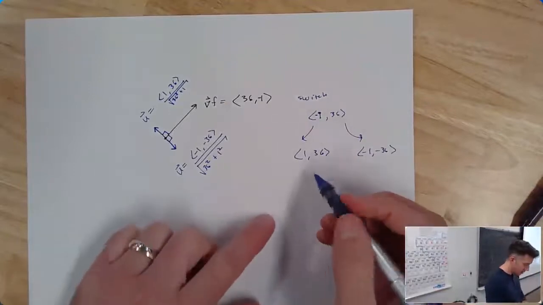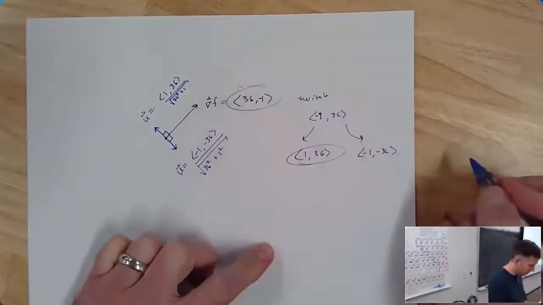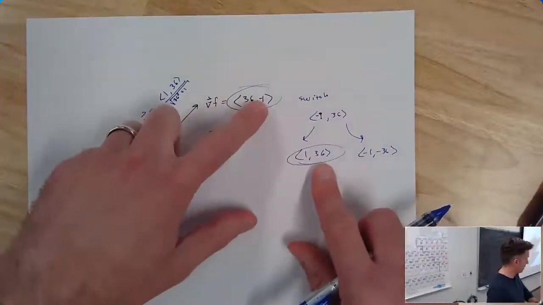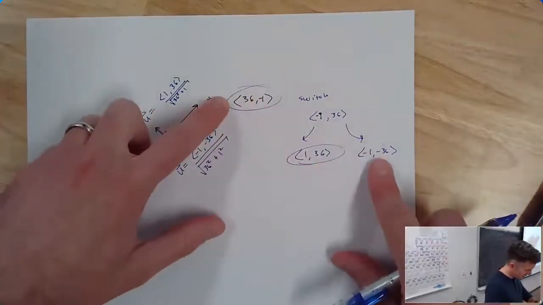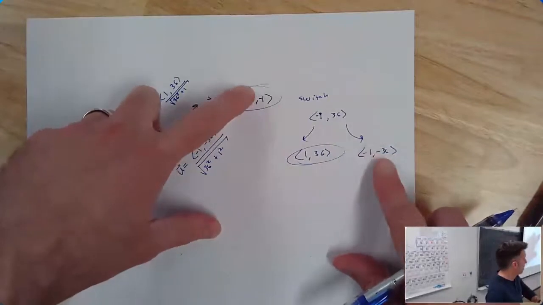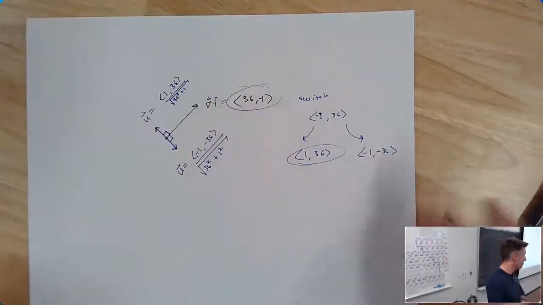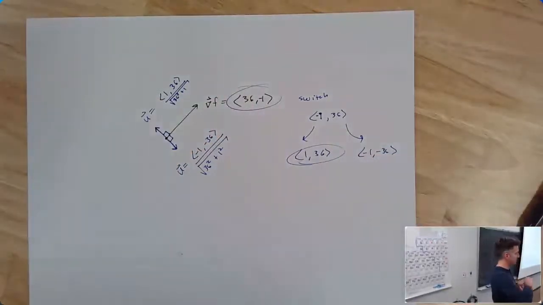Because when you dot this vector with this vector, you get 0 because you get 36 plus -36. When you dot this vector with this vector, you get -36 plus 36. Either way, you get 0. But that's what the switching of the signs is. The switching of the signs gets us to a place where the dot product is 0.